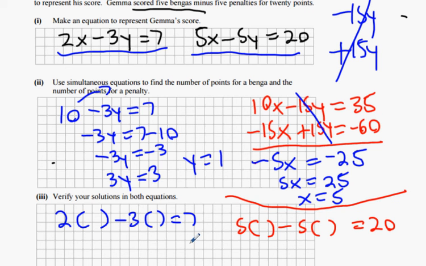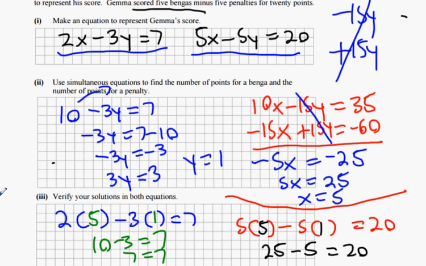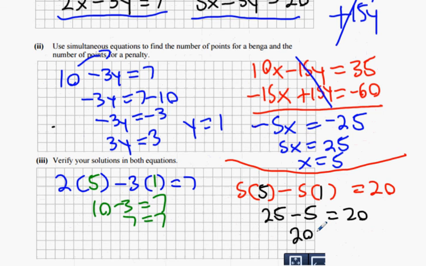So the first person got 2 Bengals, which is 2 times 5. She gave away 3 penalties. That's 10 minus 3 equals 7. 7 equals 7. Our score system works for Gemma. John got 5 Bengals, but he gave away 5 penalties. He got 25 points for his Bengals, minus 5 points for his penalties. Does it balance? 20 equals 20. We have the correct point scoring system here.